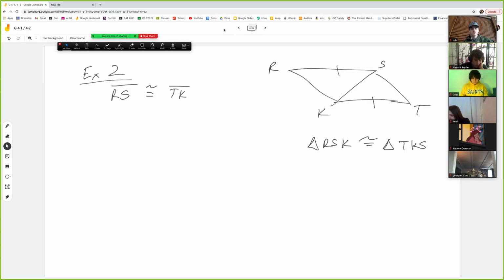Again, we're going to use SAS, so we need side, angle, side. So again, watch. We have this side, so we either need this angle and this side, and this angle and the same side, or we have the side and we need this angle and this side. Either way, we need two of those. We need an angle and we need a side. We have a side, so we need an angle and a side.